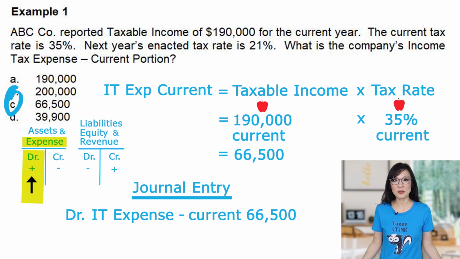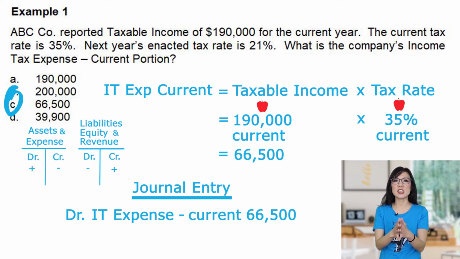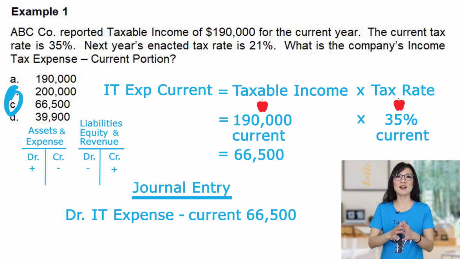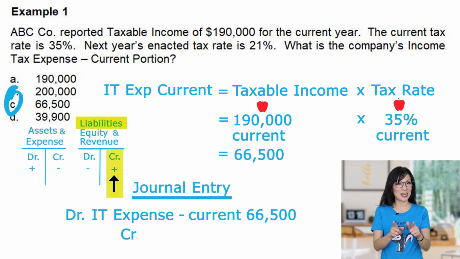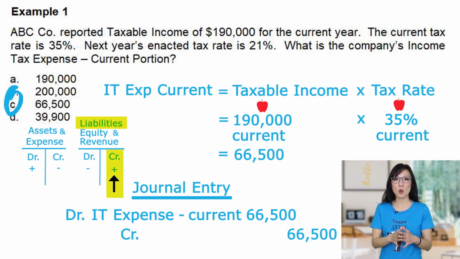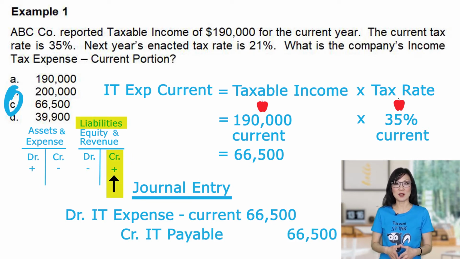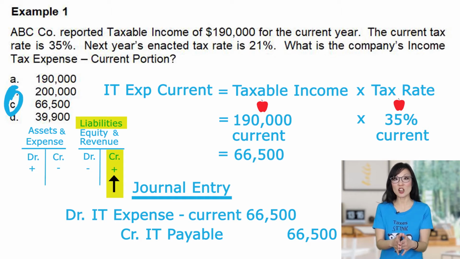What's the other side of the entry? Well, we owe this money to the IRS. When we owe money, it's a liability. Here, the liability is increasing. Credit, $66,500. Where's it going? Income tax payable. Okay, that's the basic calculation and the basic entry. Easy, right? Okay, so now let's shake it up a little bit.